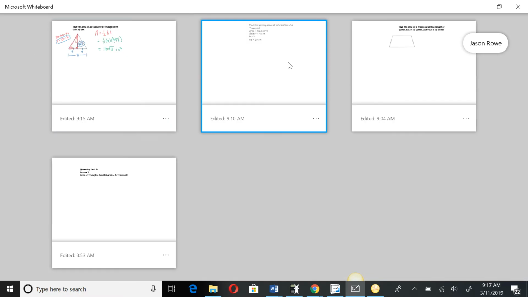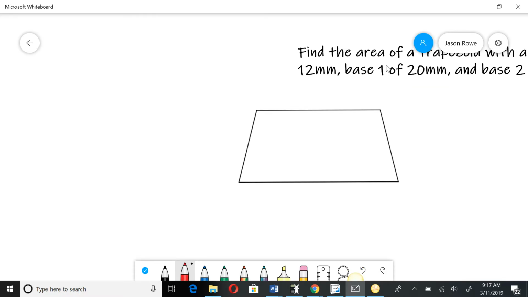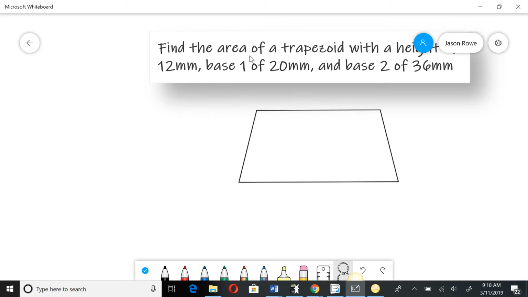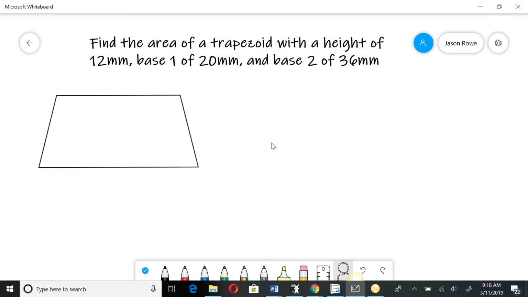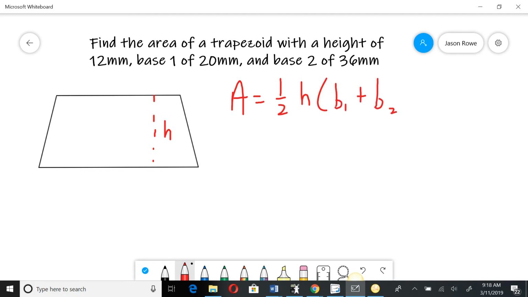All right, so our last shape is a trapezoid. So remember, a trapezoid is a shape like this. It has one set of parallel bases, and then it has a height which attaches the bases to each other. So there's the height right there. The formula to find the area of the trapezoid is 1/2 the height times the sum of the bases. So we've got base 1, base 2. We're given all this information here.